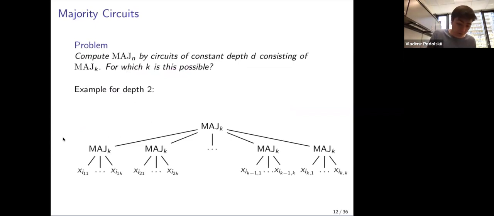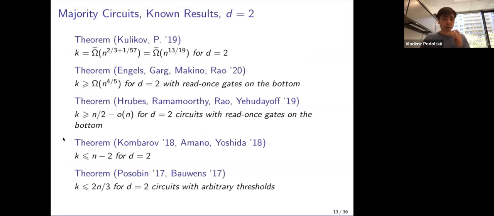And the problem, again, I restated it here. We want to compute majority. The depth is constant. As gates, we want to use majorities of k bits. What is possible? And here, just for reference, is a visualization of the model for depth equal to two. It looks like that. Okay, so these are some results.